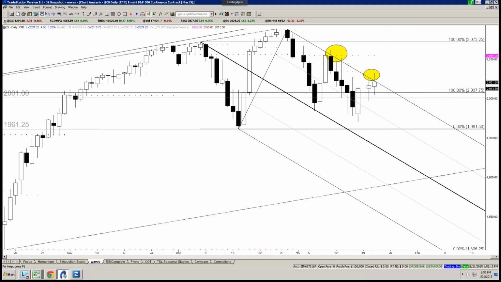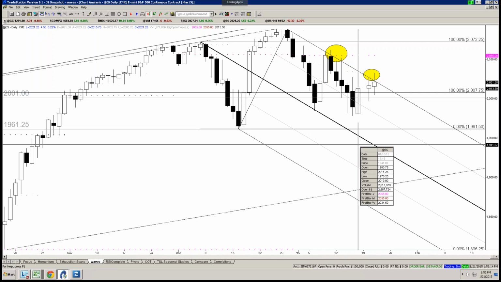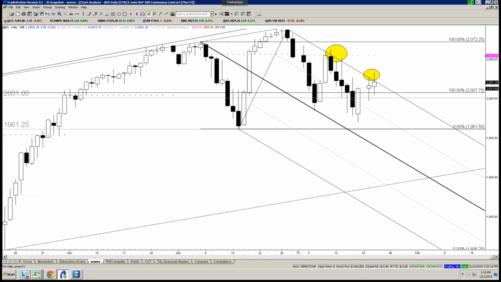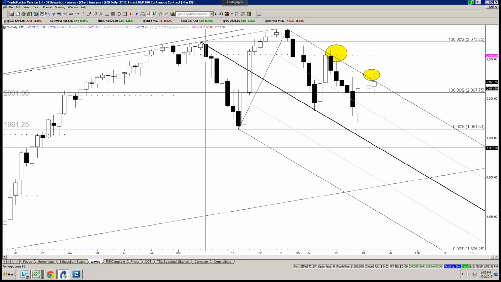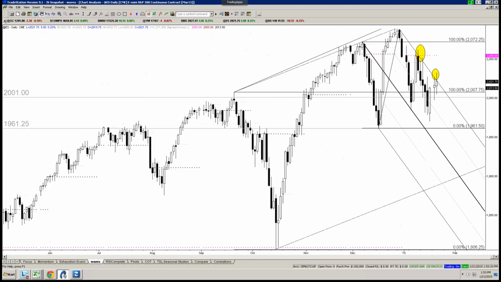Not exactly the epitome of a healthy looking market. Bottom line, you do have a downtrend going on here. Low, low, lower high, lower high, lower high. Okay, broadly speaking, you have a sideways trade going, obviously, since December.